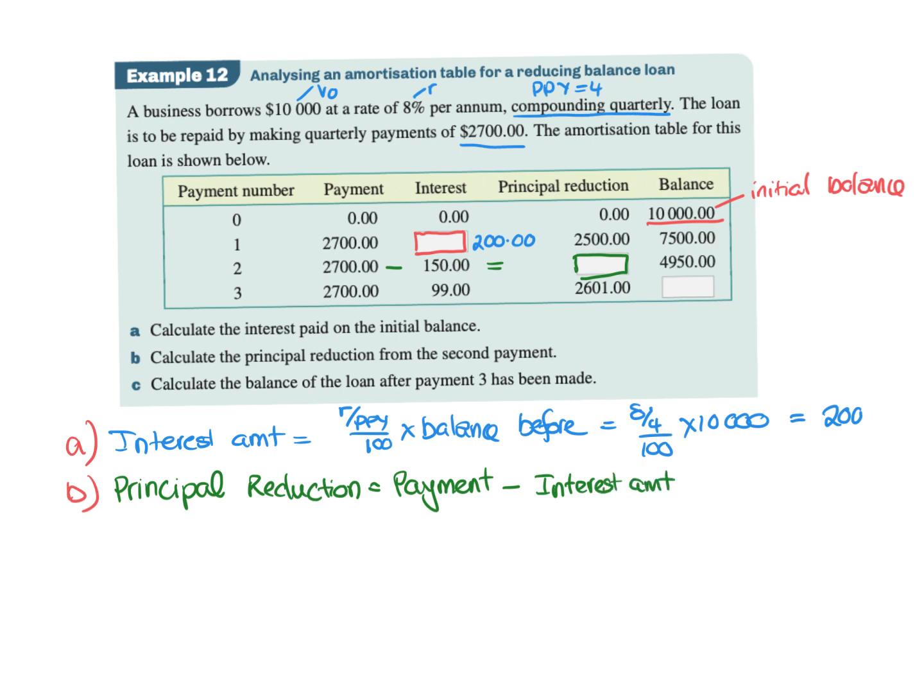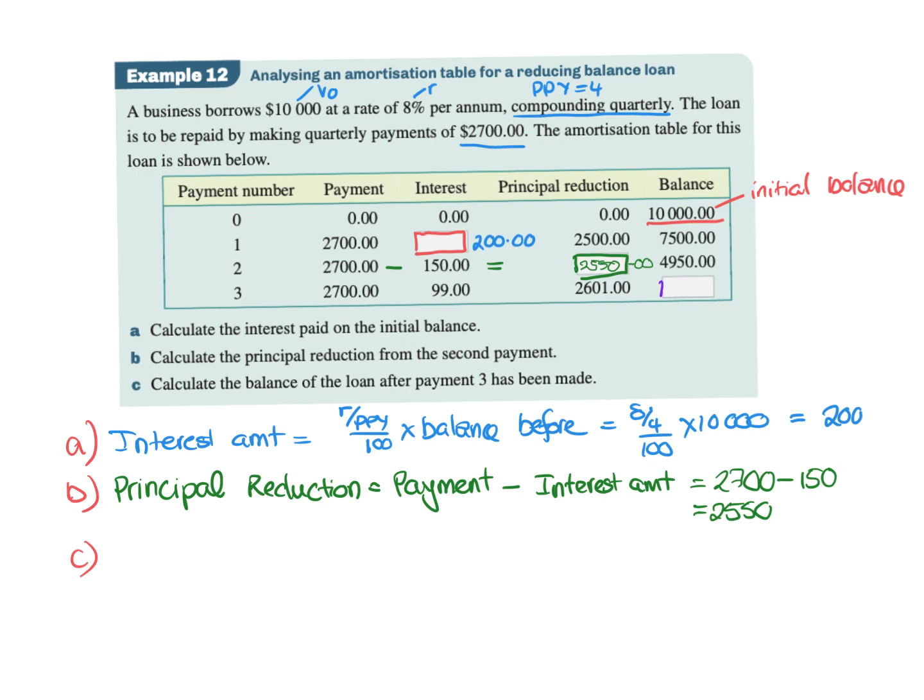Okay, so I've got the payment was 2,700 minus 150 interest in this case. So the principal reduction, the loan is dropping by that amount in the second payment. So I'll write 2550.00 in there.